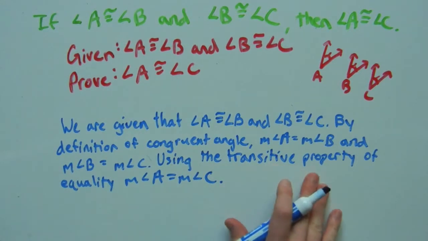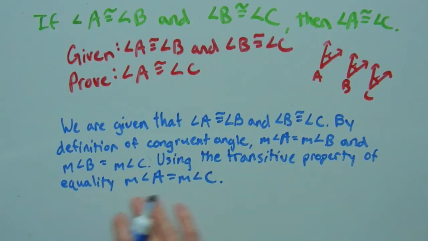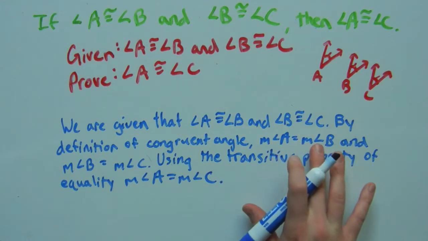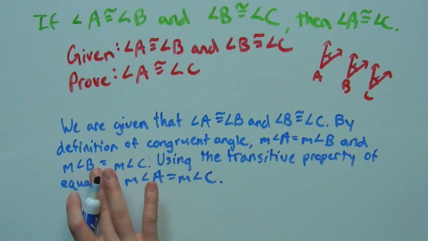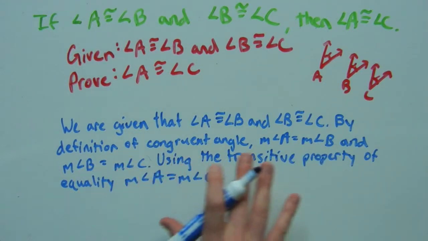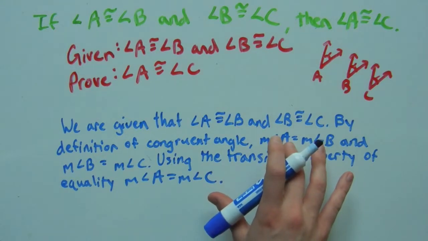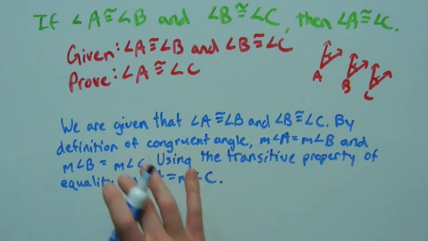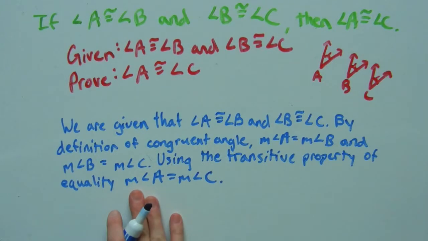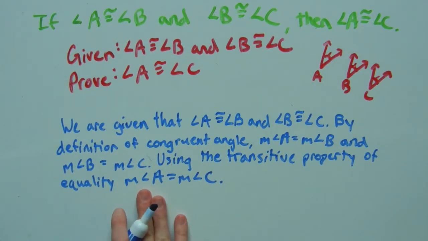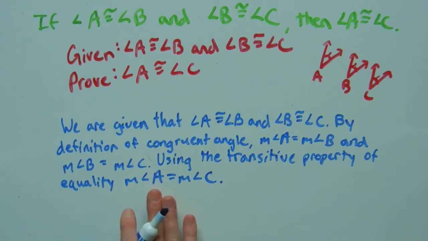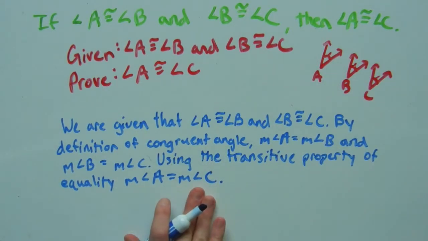And remember, the transitive property of equality was saying that if a real number A equals some real number B, and a real number B equals a real number C, then therefore the real number A equals the real number C. And the measures of the angles are real numbers. So using the transitive property of equality, we can say that the measure of angle A is equal to the measure of angle C.